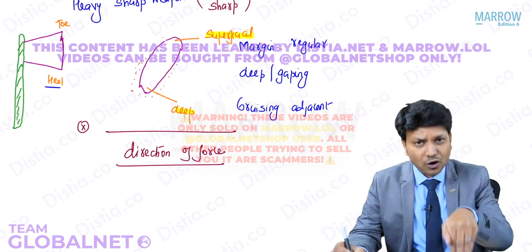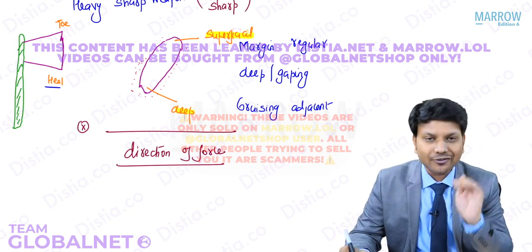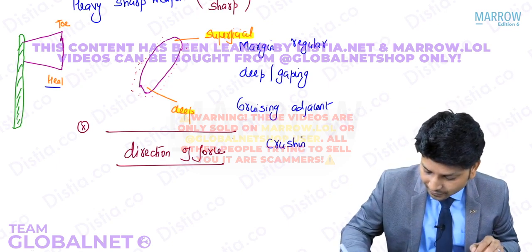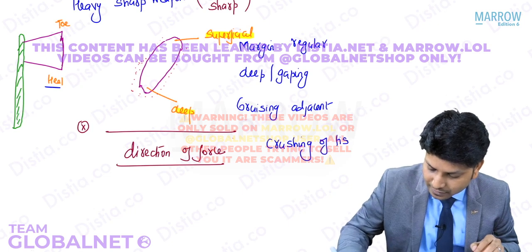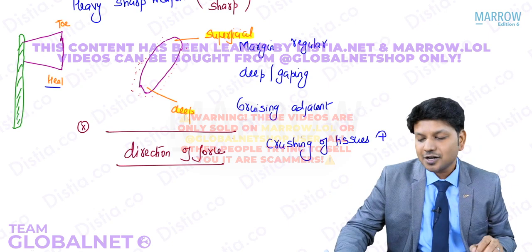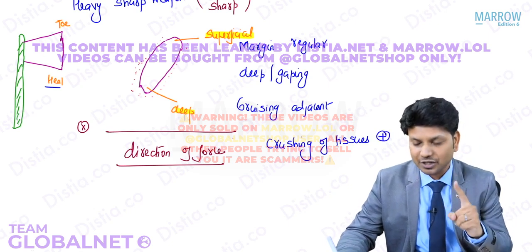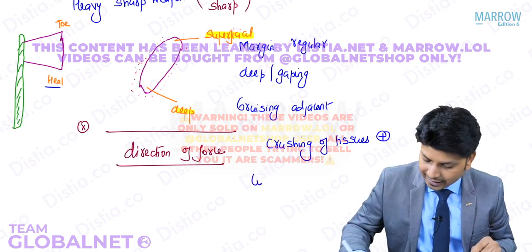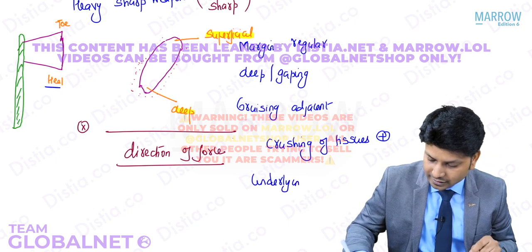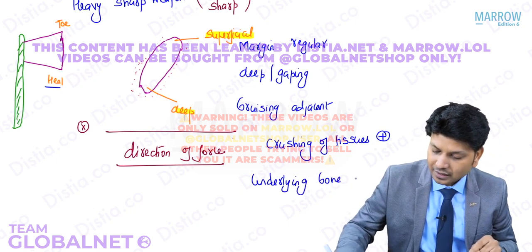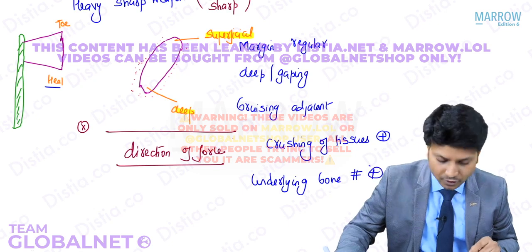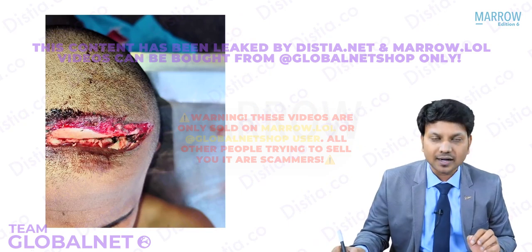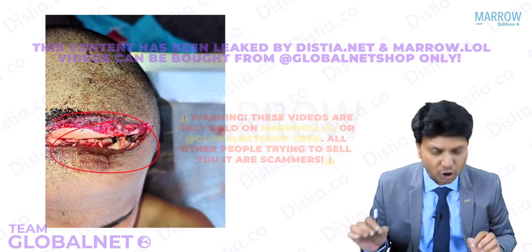When you look at the floor of the chop wound, it will show a lot of crushing, right? Crushing of tissues can be noted. Not only that, one more very important feature is that you would obviously find an underlying fracture. Underlying bony fracture can be noted, right? This is the underlying bony fracture that you can see in the chop wound.